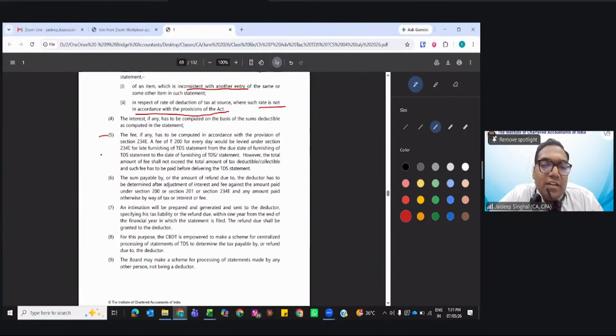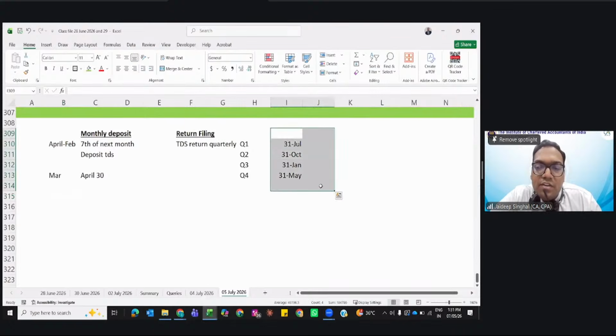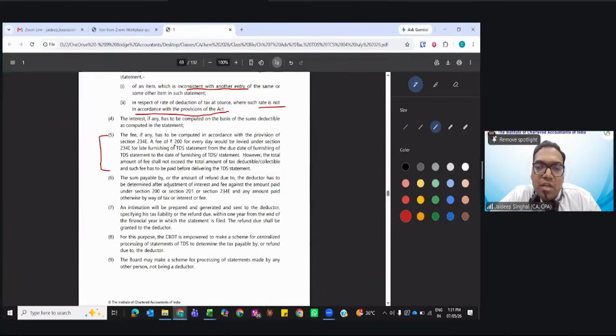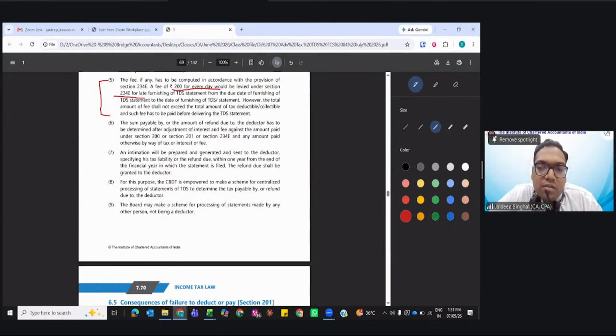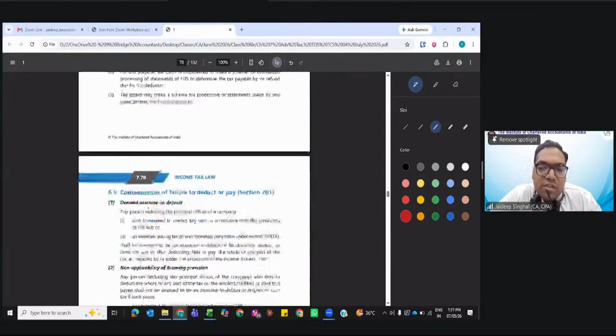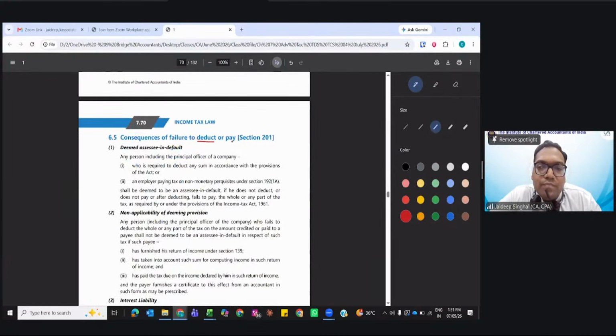These are the return due dates. If you file the return late, 200 per day is the penalty. A fee of 200 per day will be levied under section 234E. 200 per day is the penalty for late filing. Then these are very simple points. You can just read the consequences of failure to deduct.